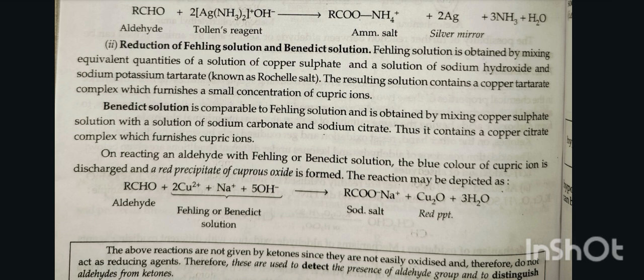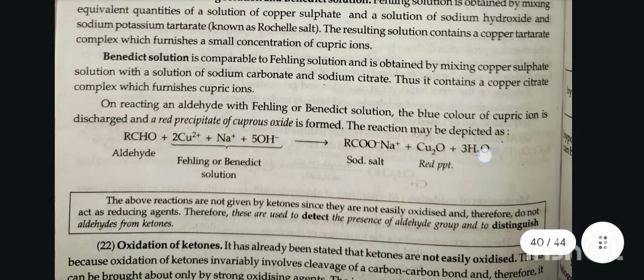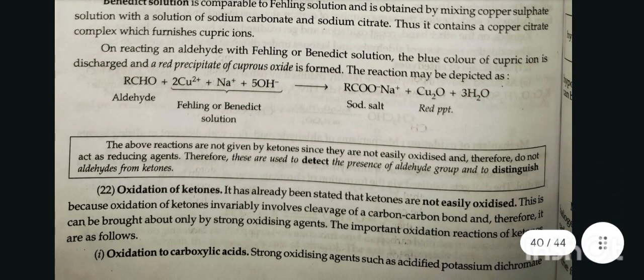Benedict solution is comparable to Fehling solution and is obtained by mixing the copper sulfate solution with a solution of sodium carbonate and sodium citrate. Thus it contains a copper citrate complex which furnishes cupric ions.